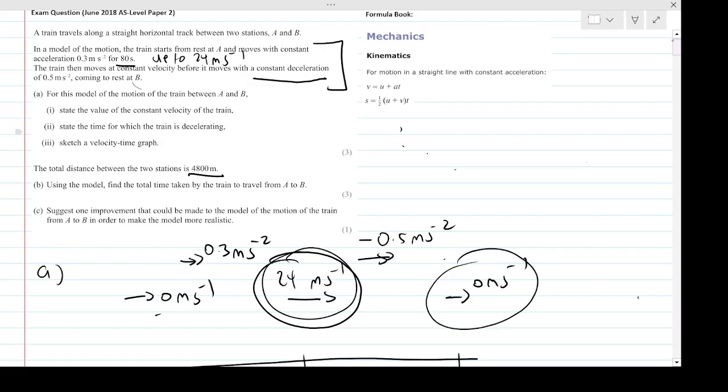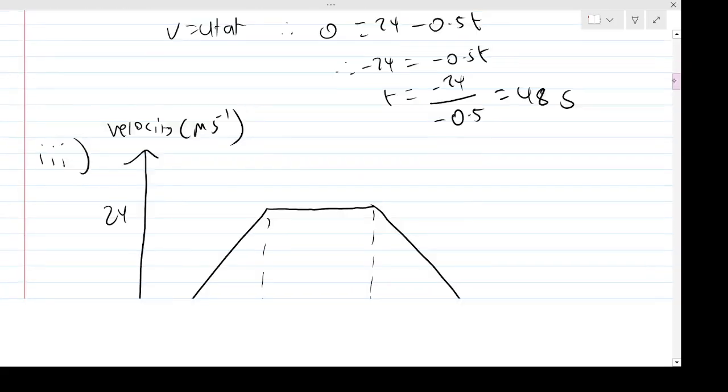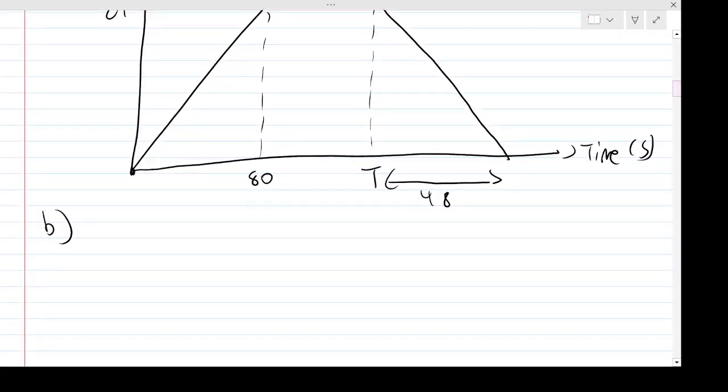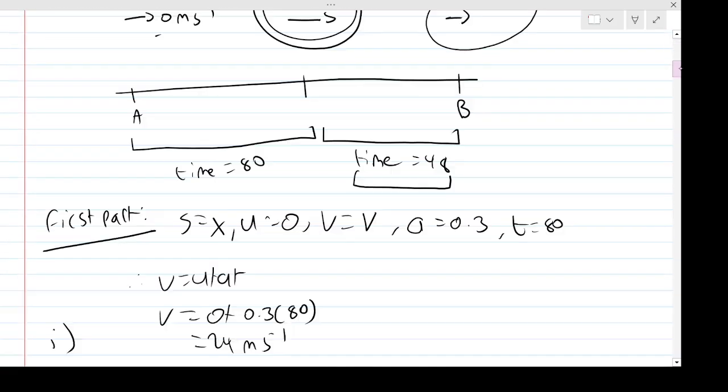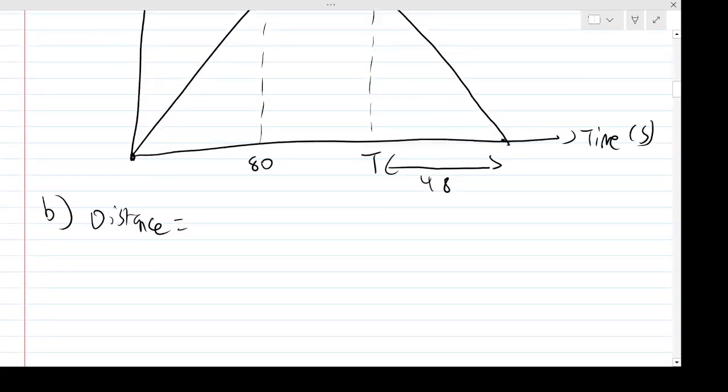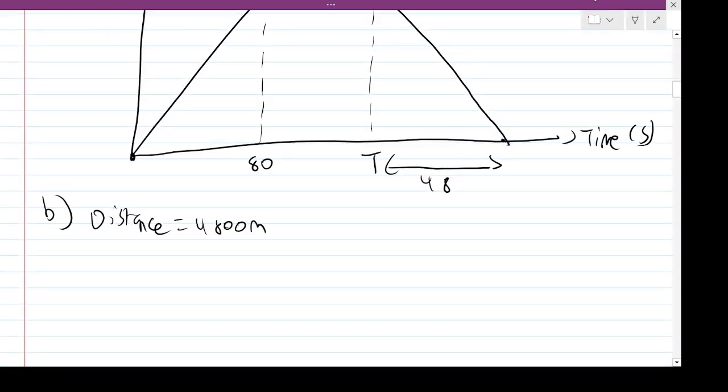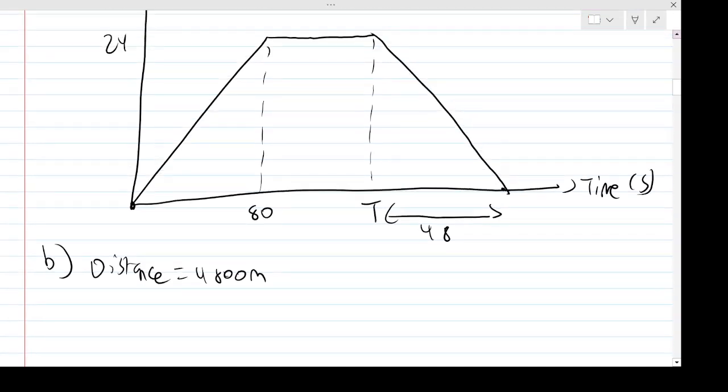So using the model, find the total time taken from A to B. In other words, if we look at our graph, at the very start to the very end. So if the distance is, what was it? 4,800 meters, that's going to correspond to the area under the graph, right? So the whole area under this graph has to be 4,800.